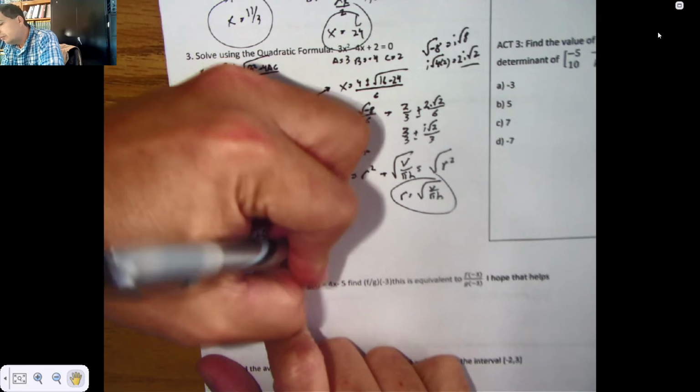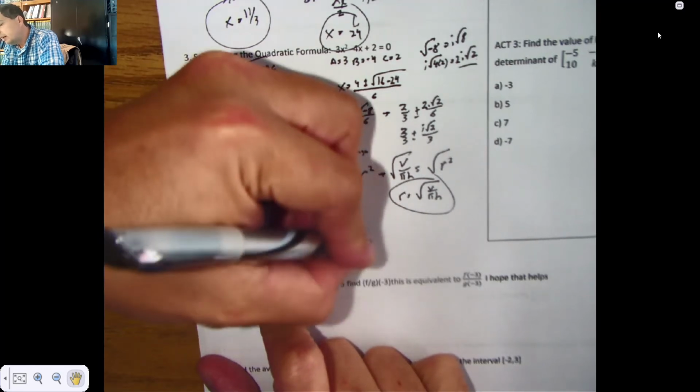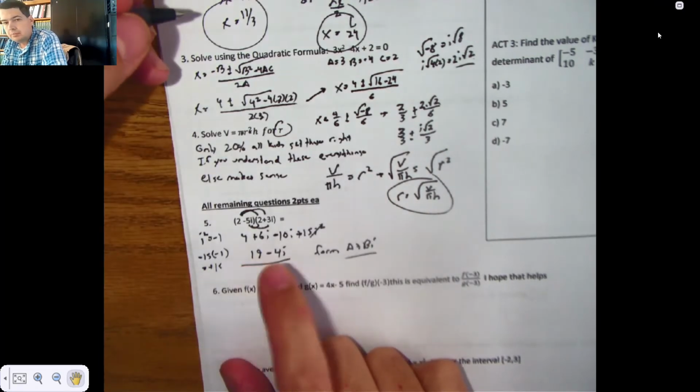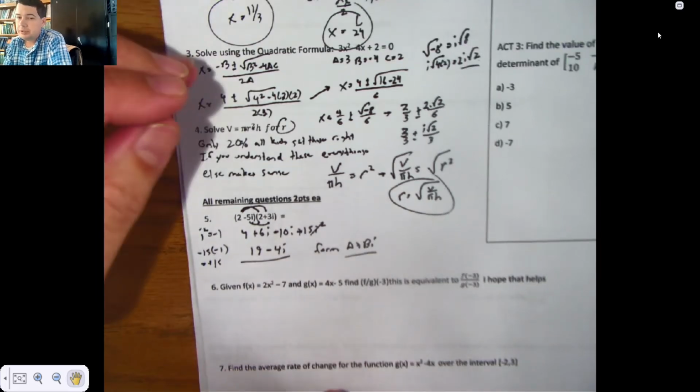By the way, the form here is a plus bi. Real number plus bi. You would know that if you hadn't cheated your way through IXL.